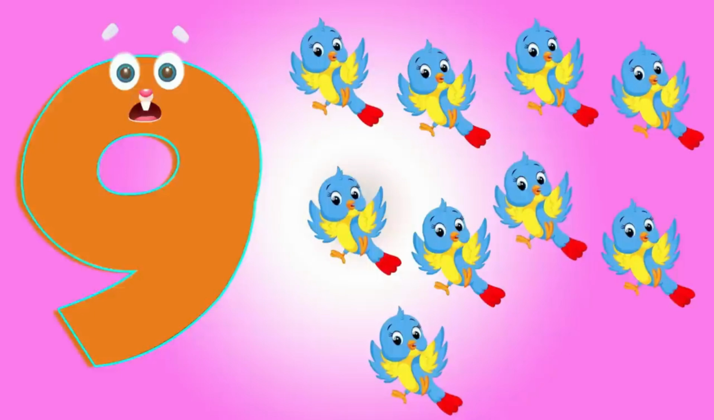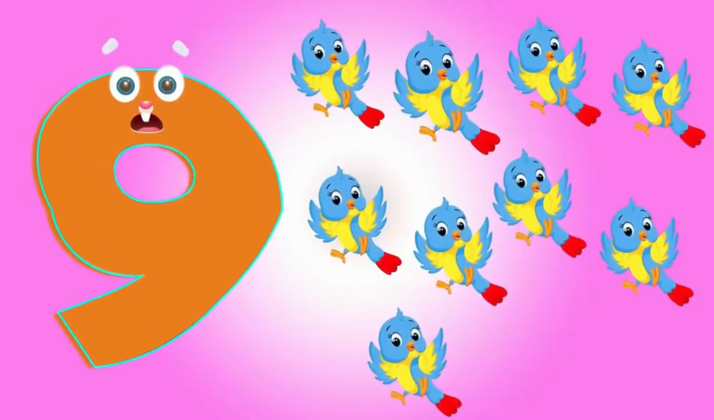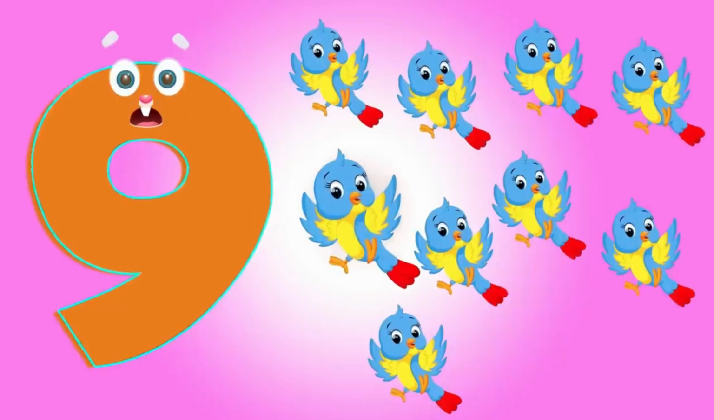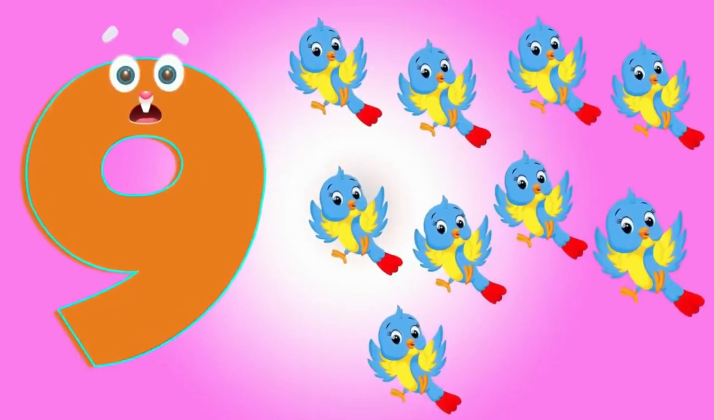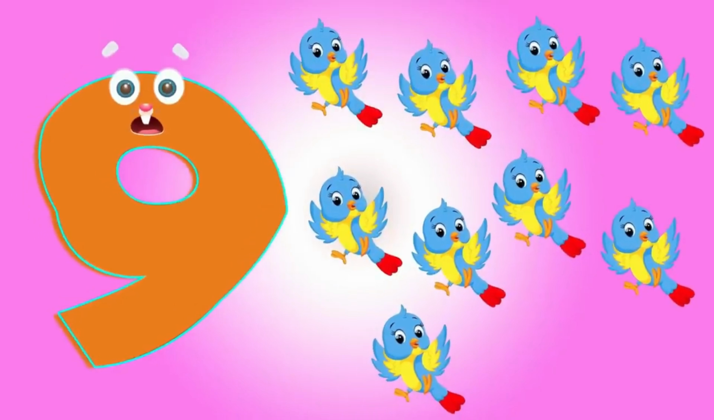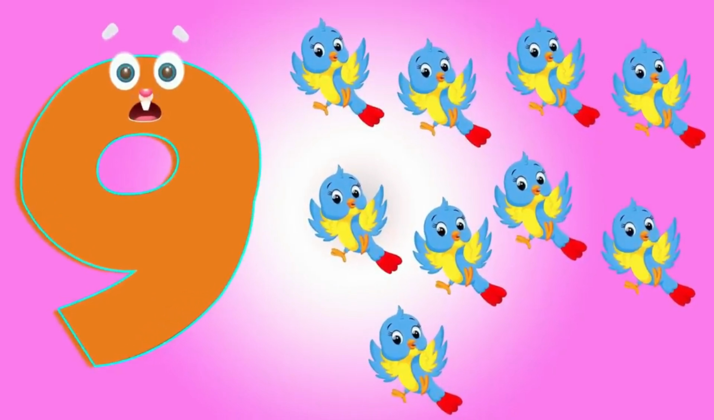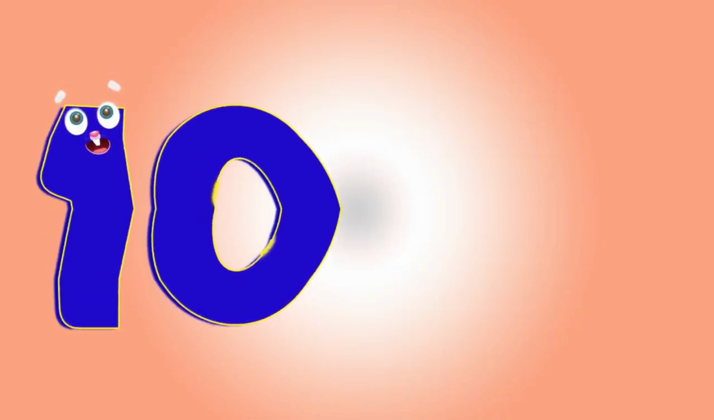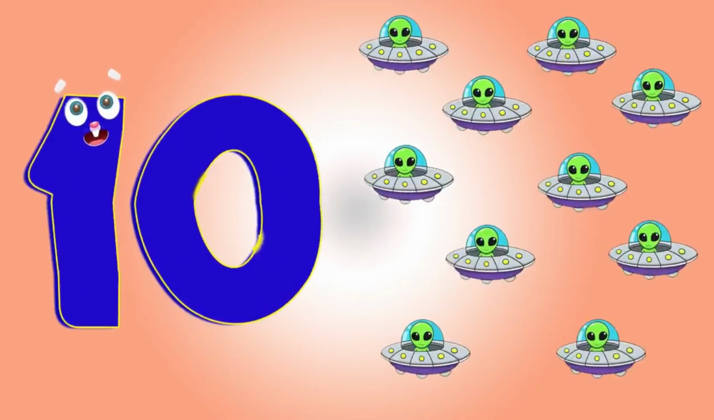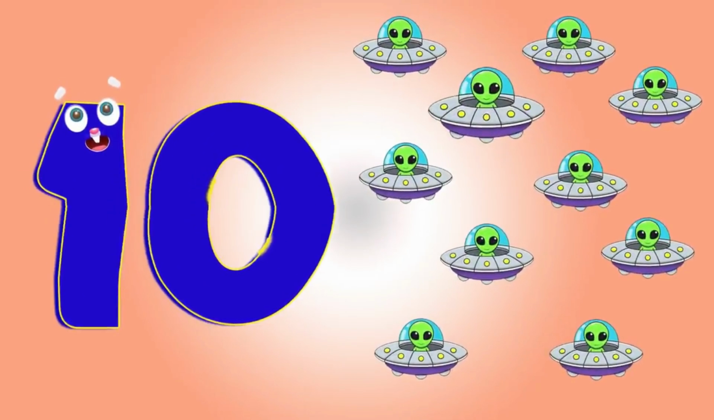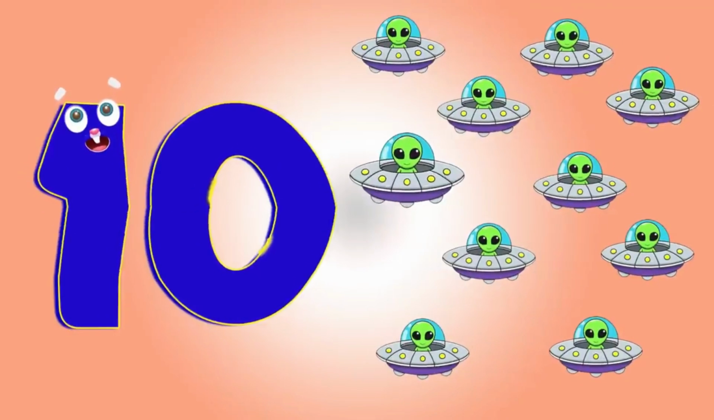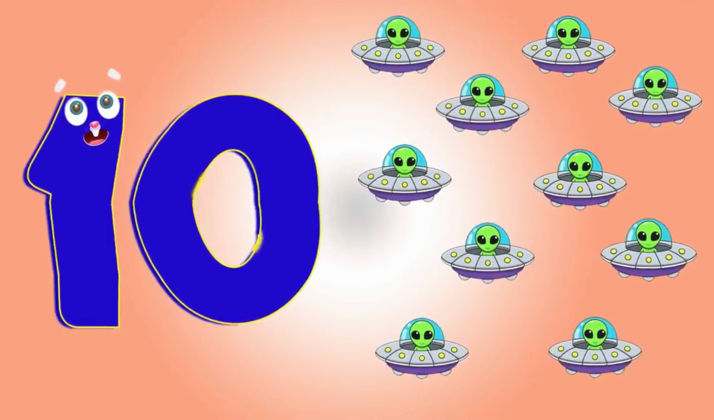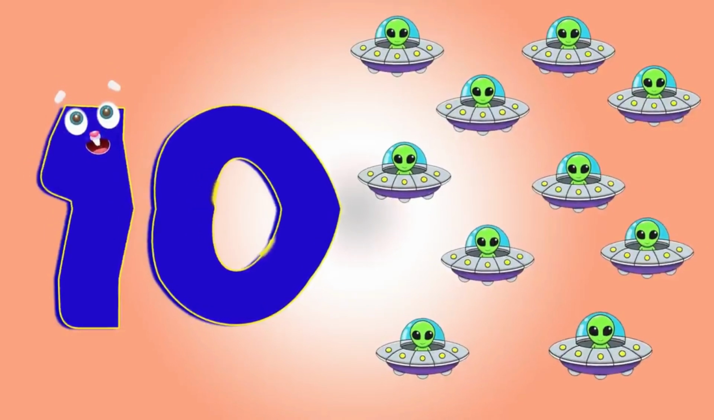This is number 9, dear. There are 9 buds. 1, 2, 3, 4, 5, 6, 7, 8, and 9. The last one that we are going to learn is number 10. There are 10 aliens. 1, 2, 3, 4, 5, 6, 7, 8, 9, and 10.